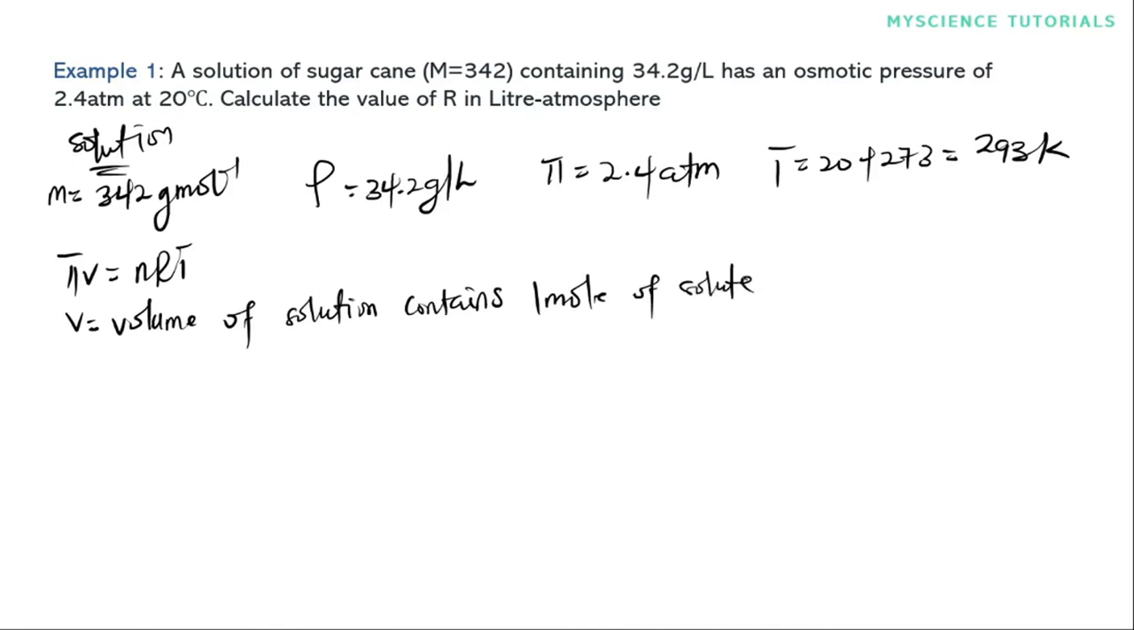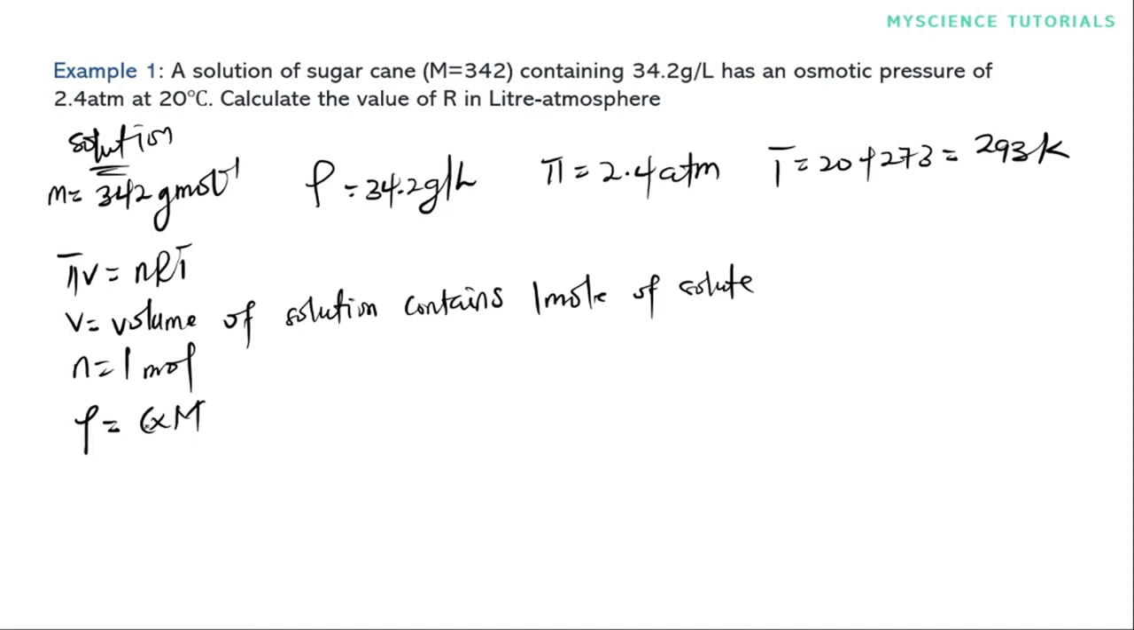Now, if that is the case, we know that our volume contains 1 mole of solute. We know our mole is not equal to 1. Okay, so we can now go ahead and use the mass concentration to look at what we can find. So we know that mass concentration is equal to concentration multiplied by molecular mass.